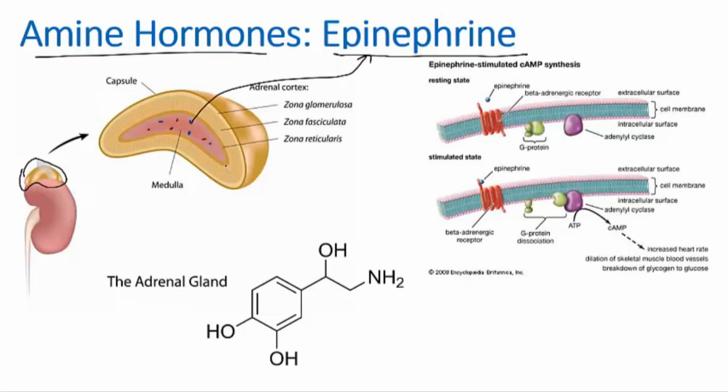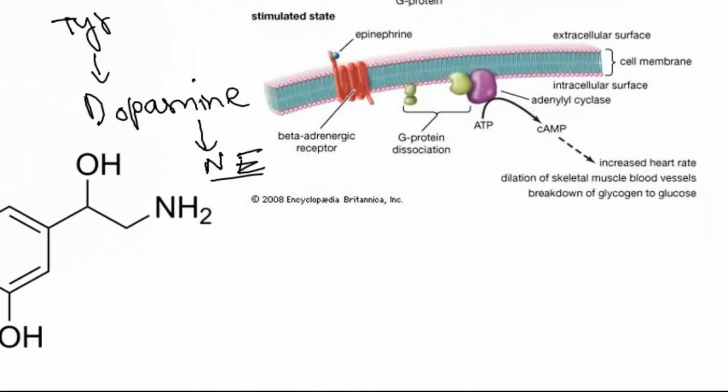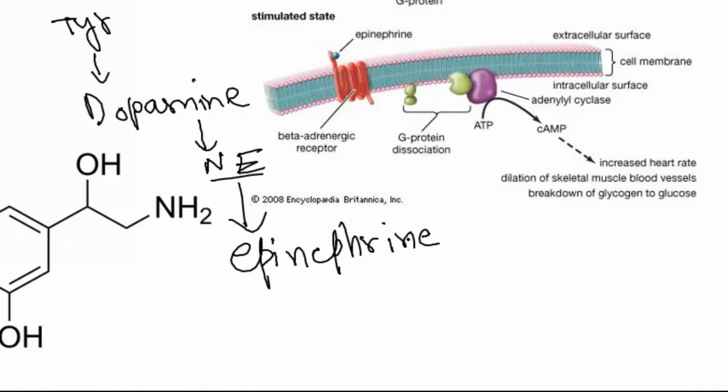The synthesis of the hormone goes through this pathway. It starts with the amino acid tyrosine, which is converted into dopamine. Then the dopamine is converted into norepinephrine, also known as NE. Now the norepinephrine is converted into epinephrine. Once epinephrine is produced, the ratio of epinephrine to norepinephrine is normally 4:1.